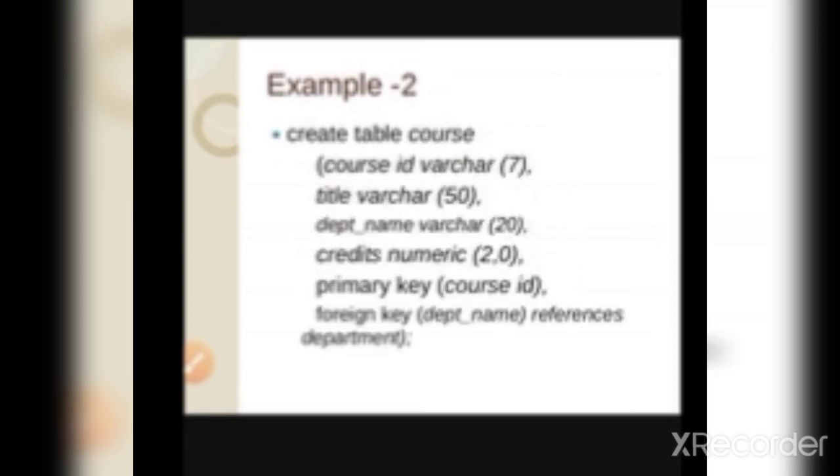Next one, example 2. Here we are creating another table with the name course, with attributes course ID, title, department name, credits. Here we are also assigning a foreign key value. So let's see: course ID varchar 5, title varchar 50, department name character, credit numeric, primary key course ID, foreign key department name, and it references the table department.